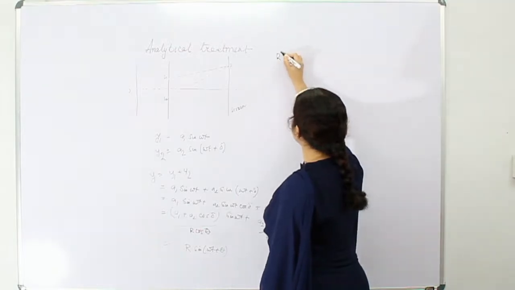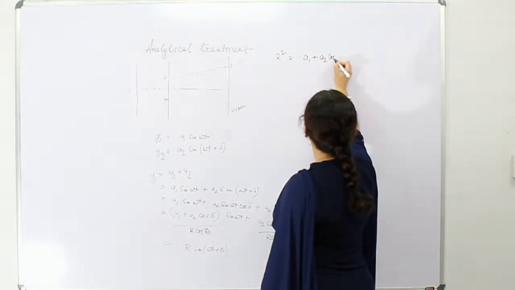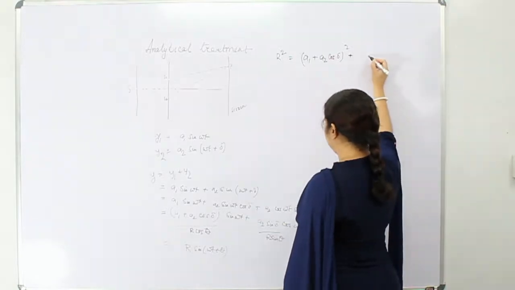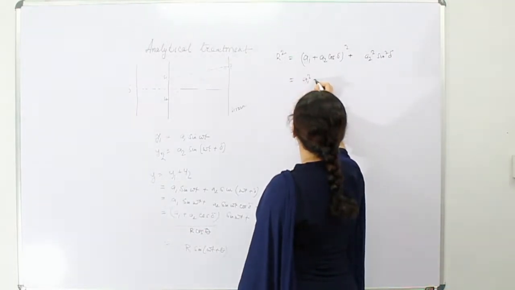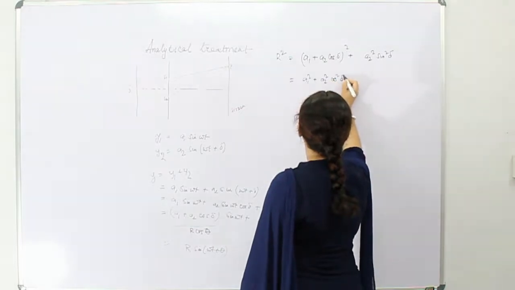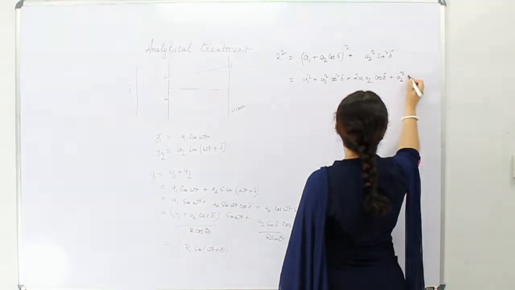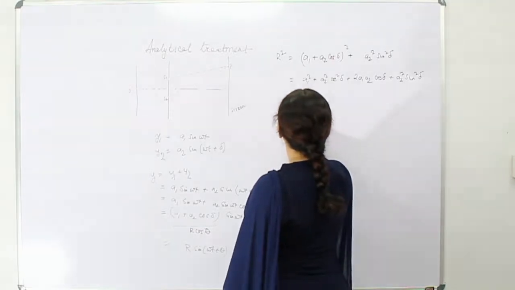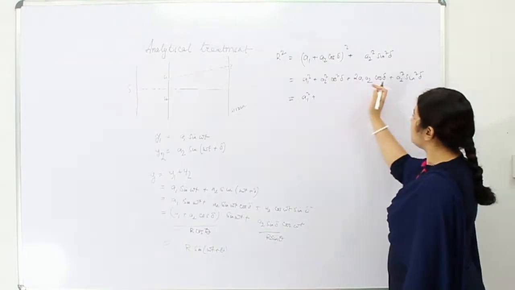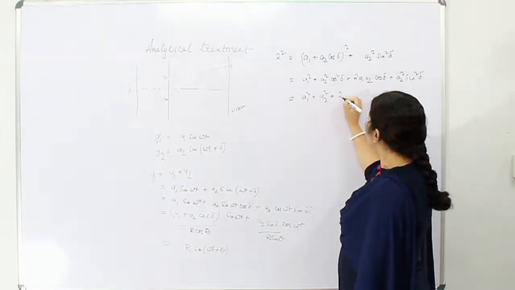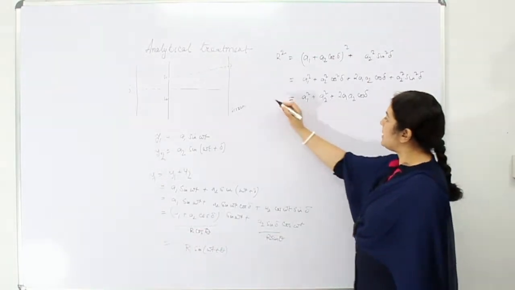R square is obtained as r square is equal to a1 plus a2 cos delta square plus sin square delta, that is equal to a1 square plus a2 square cos square delta plus sin square delta, which is equal to 1, that is a2 square plus 2a1 a2 cos delta. So we get r square is equal to this.